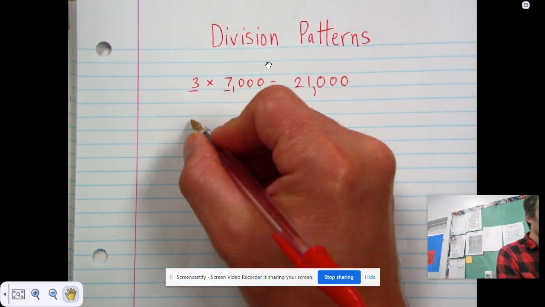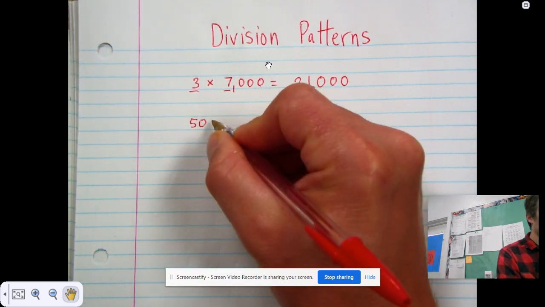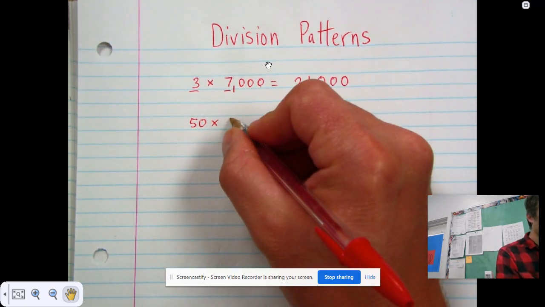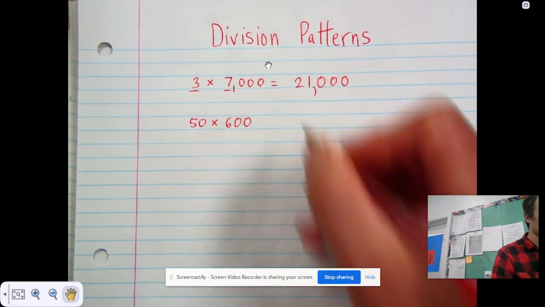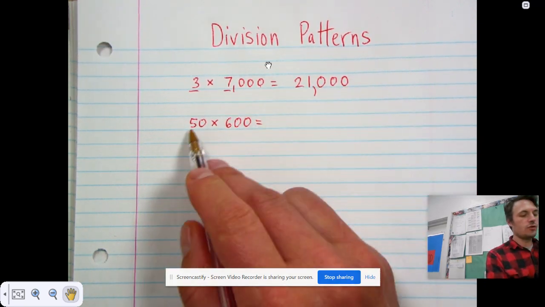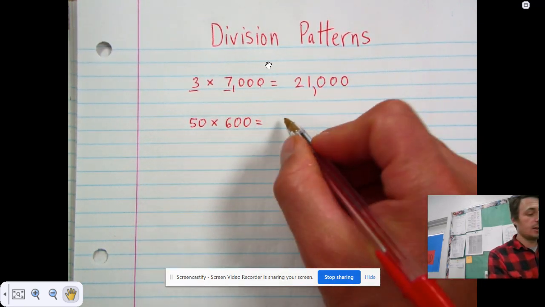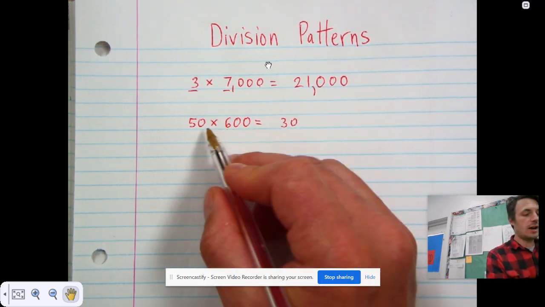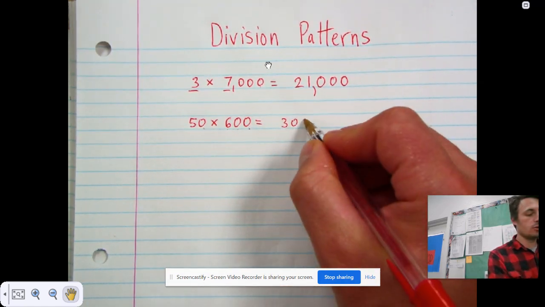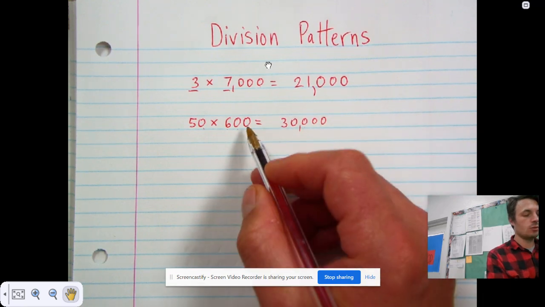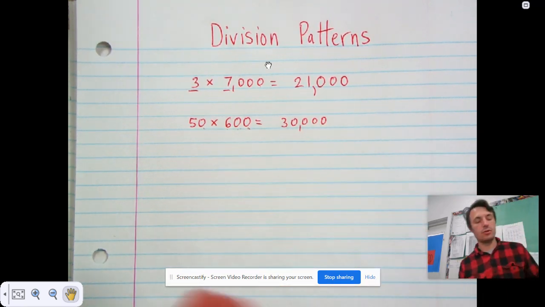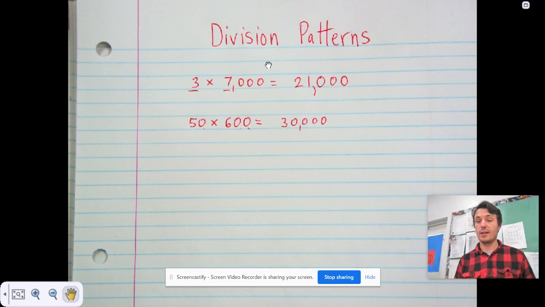Or if you're doing, let's say, 50 times 600, you just do 5 times 6 and it's 30. And then you add 1, 2, 3 zeros, because there's 1, 2, 3 zeros in both factors. So you add that many zeros in the product. And you can do the same thing with division with one important difference.